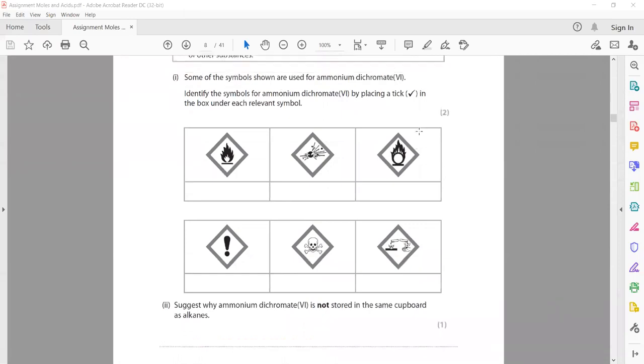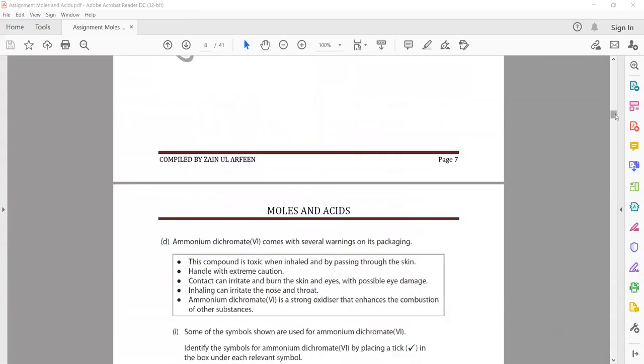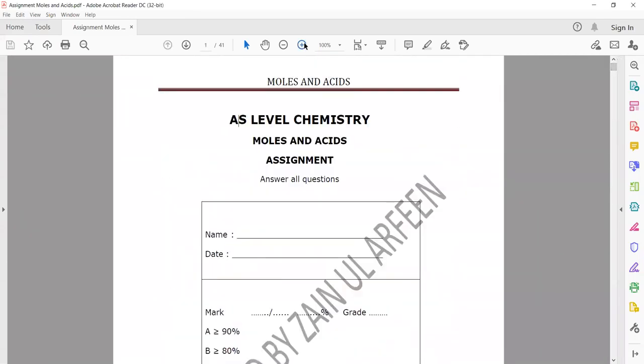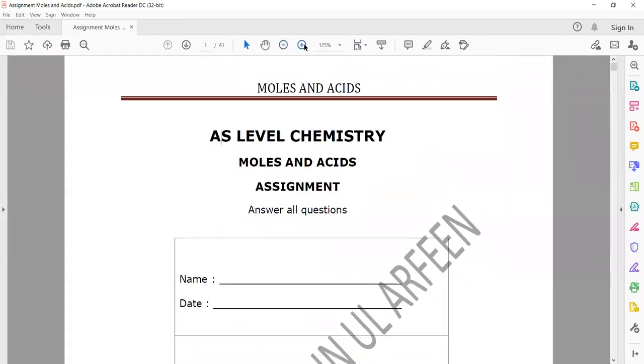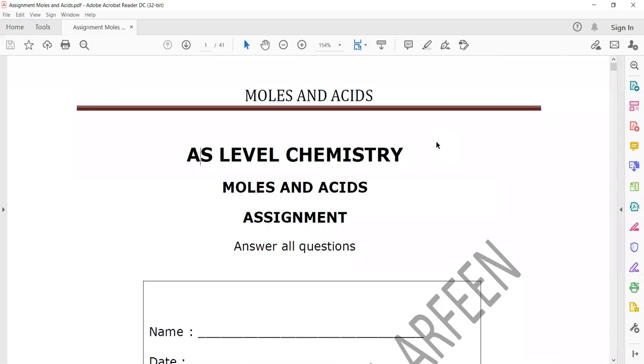So these are some questions related to the topic moles and acids. In the next session, I will discuss more questions from moles and acids.